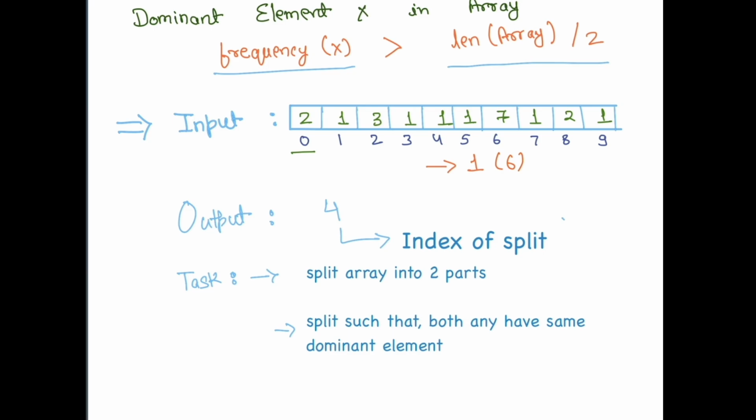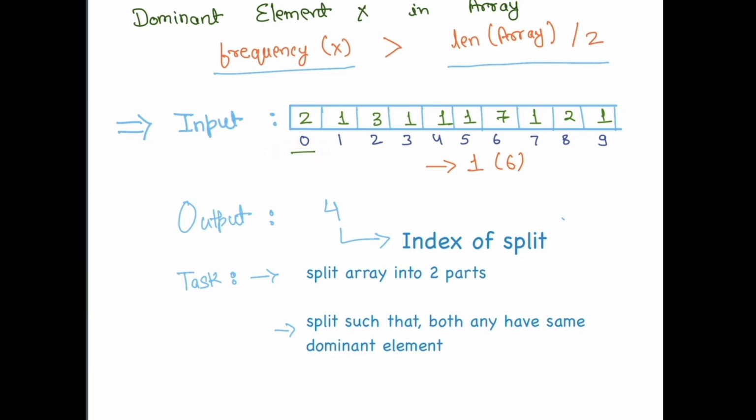When you split the array at this point, 0, how many 1s do you get? You get 0 ones. So in the remaining array, we will have 6 ones, the total number of ones. So now you will notice that this second part of the array has the dominant element as 1, and the first part of the array has the dominant element as 2. Since it is 2 and not 1, we are not going to split at point number 0.